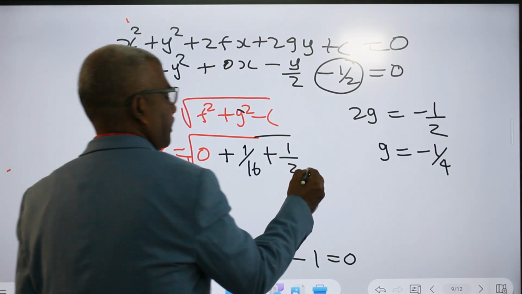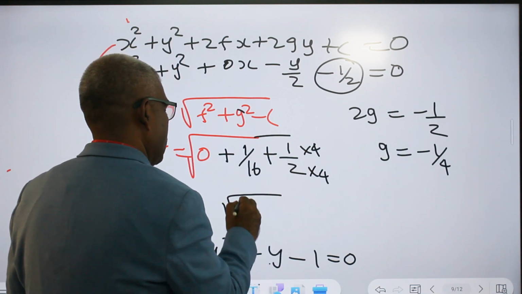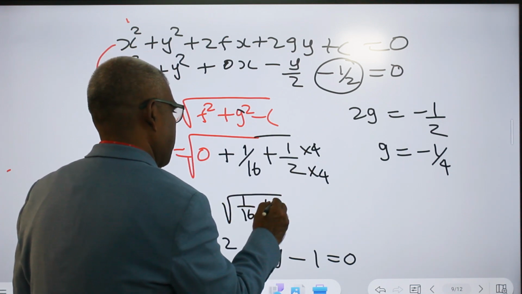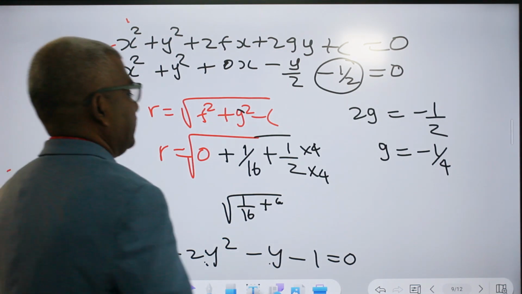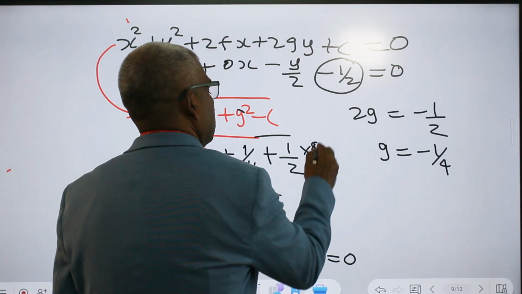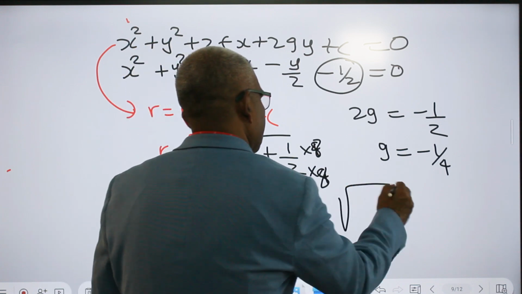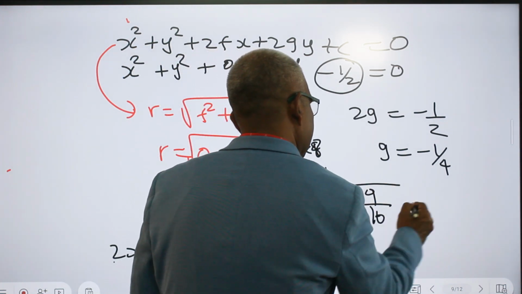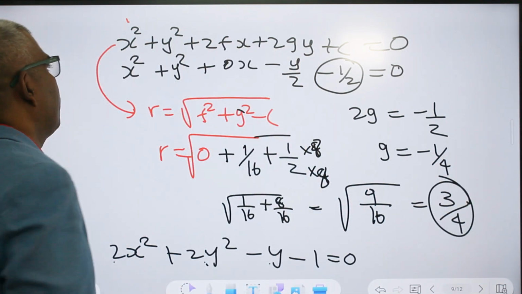So what will happen here? Multiply with 4, multiply with 4. 1 by 16 plus, multiply by 8, 8 by 16. So 9 by 16, so 3 by 4. Radius is equal to 3 by 4.